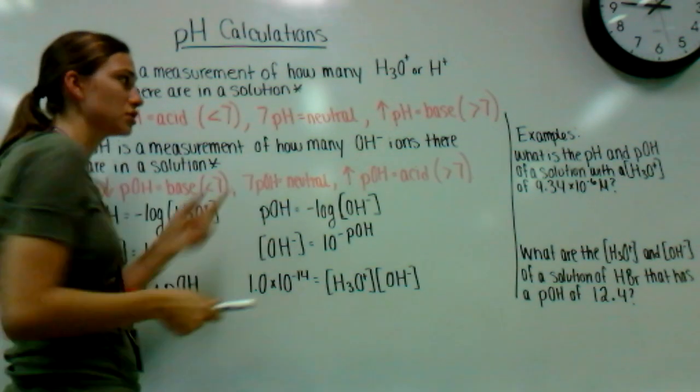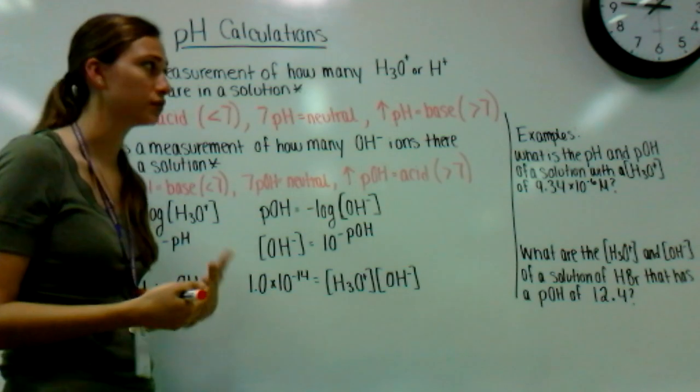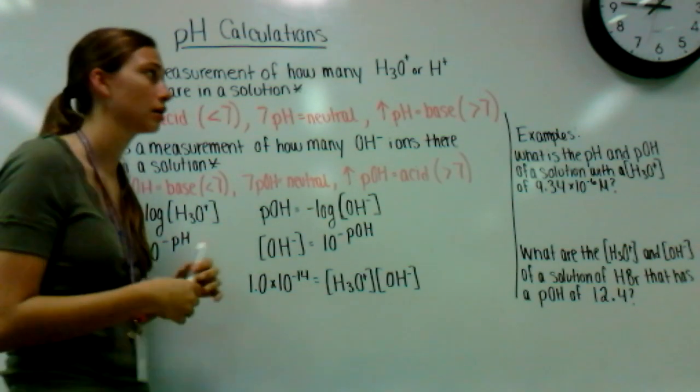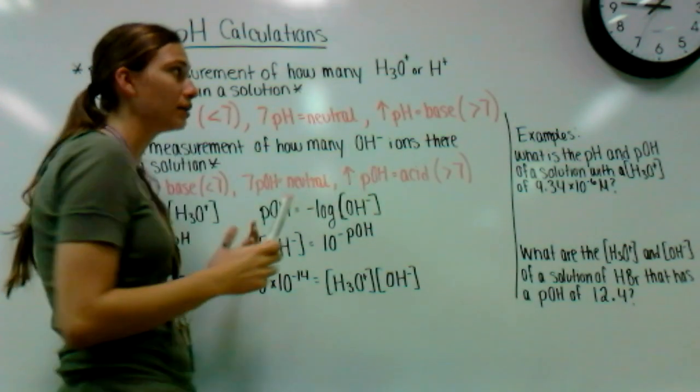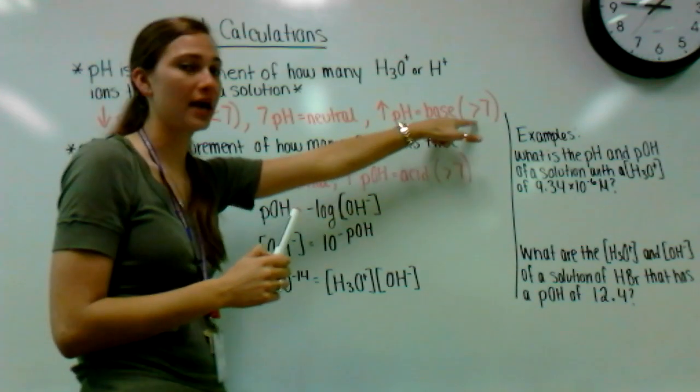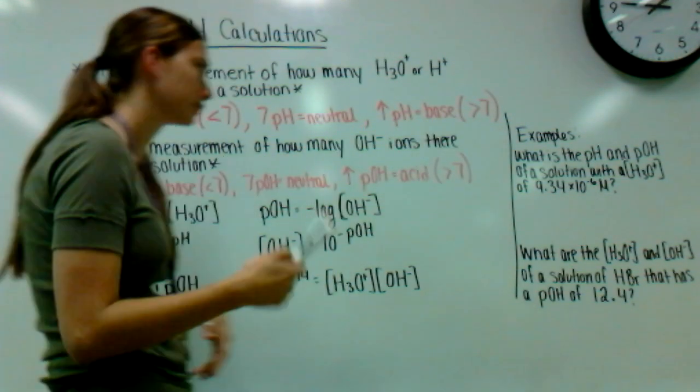When we hit a pH of 7, that means that the solution is neutral. It's neither acidic nor basic. If you have a high pH, it is a base, and by high I mean greater than 7.